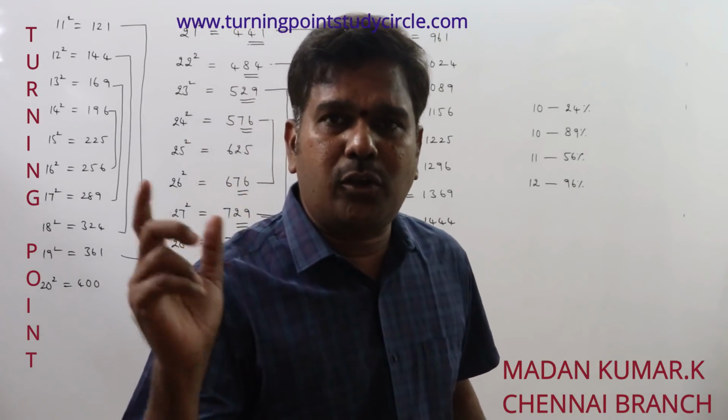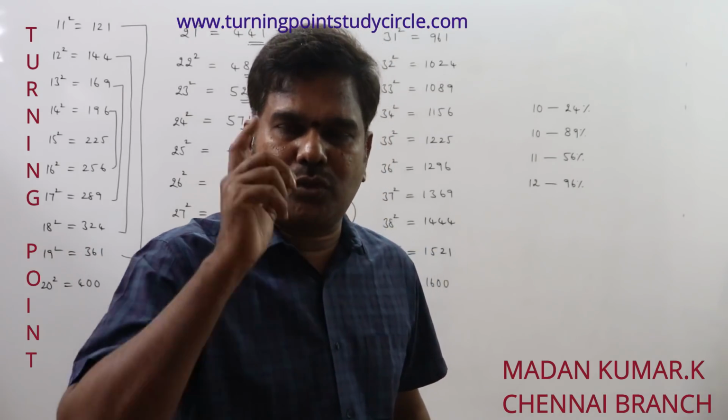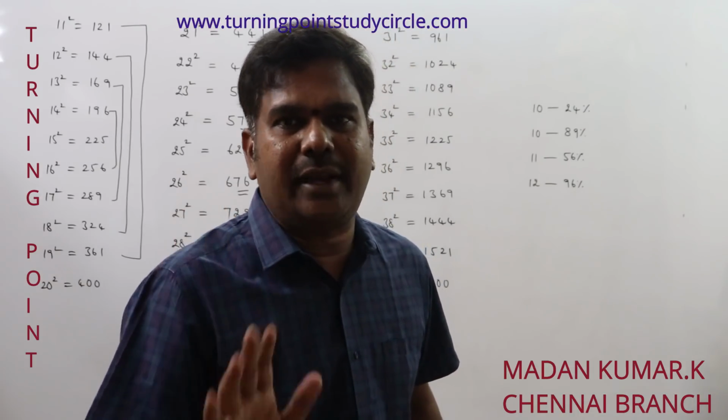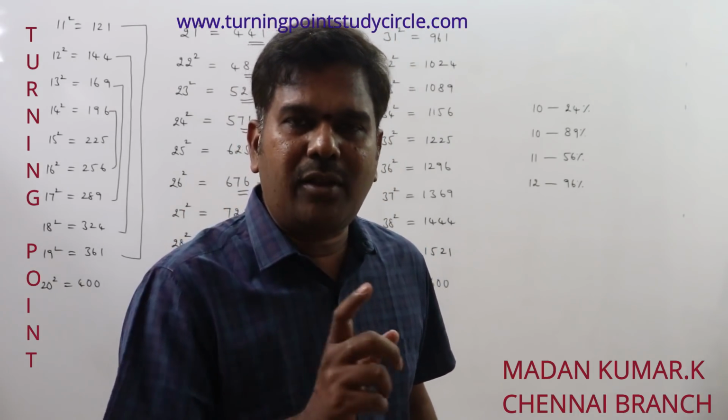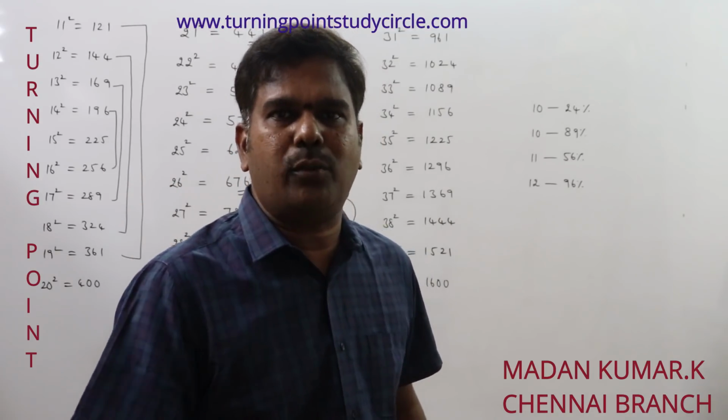39 square, railway timing for afternoon 3:21. What is the railway timing? 15:21. So 39 square, always keep in mind, railway timing for afternoon 3:21, it is 15:21, not a 3-digit value, it must be a 4-digit value, right?